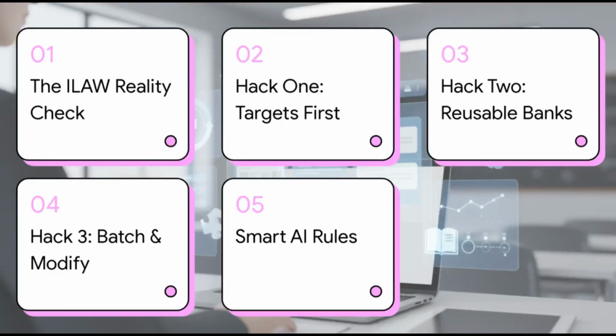Here's our productivity roadmap for today. We'll kick things off with the ILAW reality check. Then, we'll dive into Hack 1, Targets First, followed by Hack 2, Reusable Banks, and Hack 3, Batch and Modify. Finally, we'll wrap up with some smart AI integration rules. Let's get right to it.